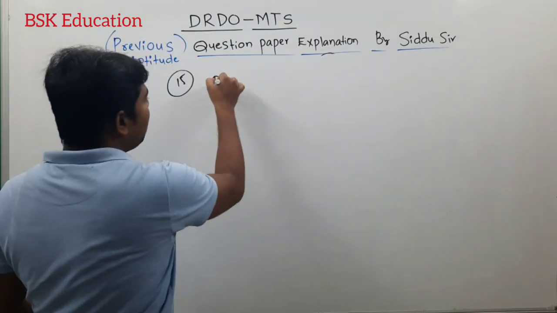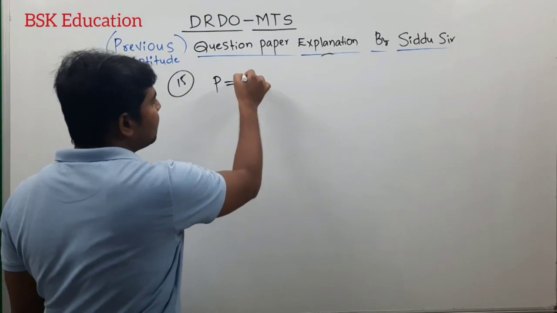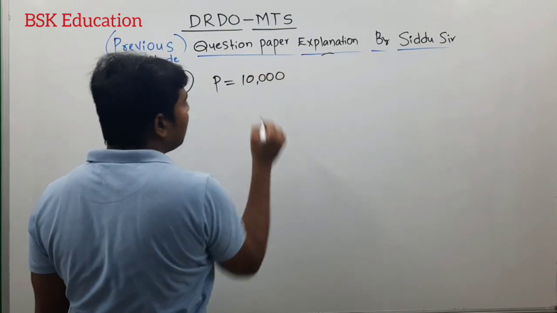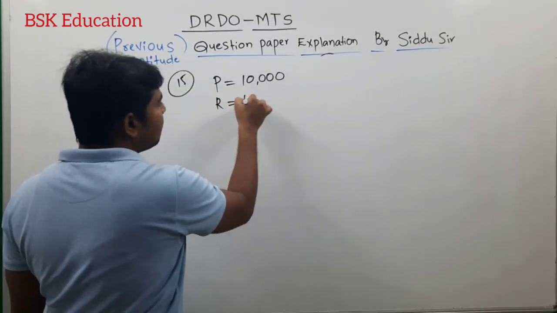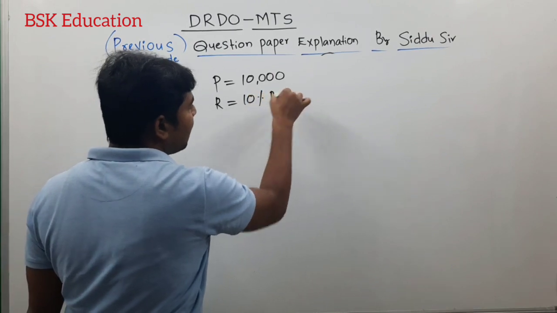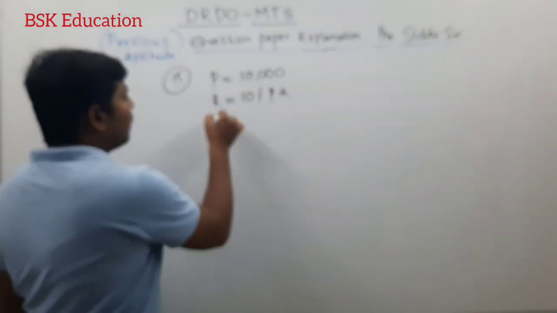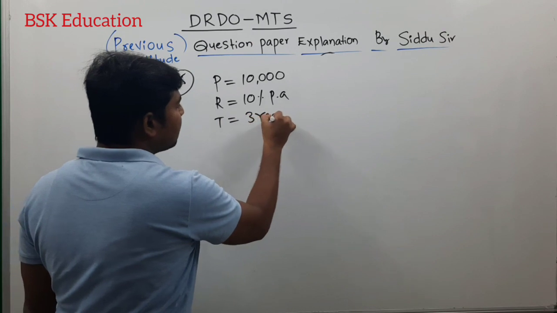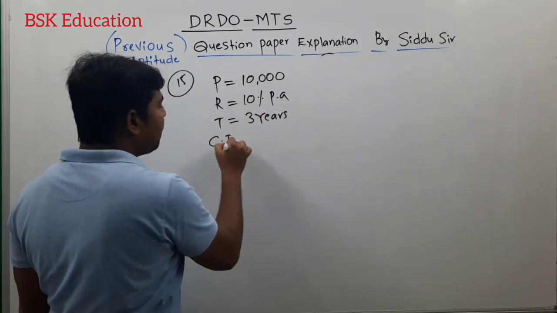So the principal amount is given, the principal amount is 10,000 rupees. So rate of interest is 10% per annum. Per annum, they gave 10%. Time period is equal to 3 years. Find the compound interest.